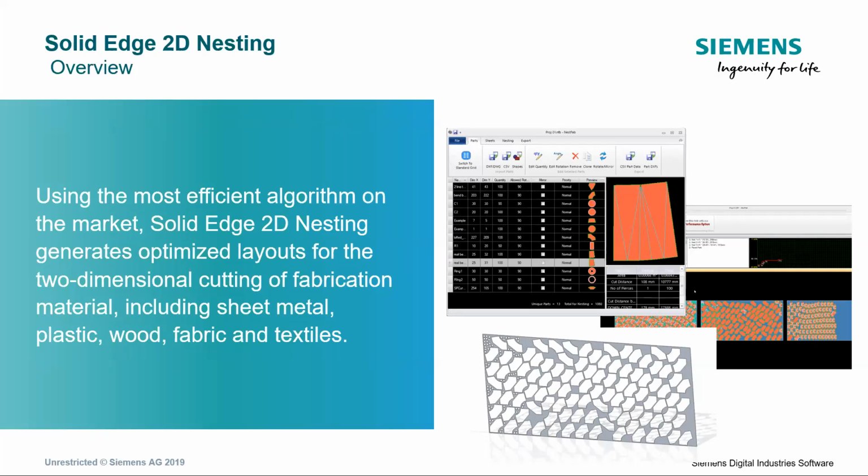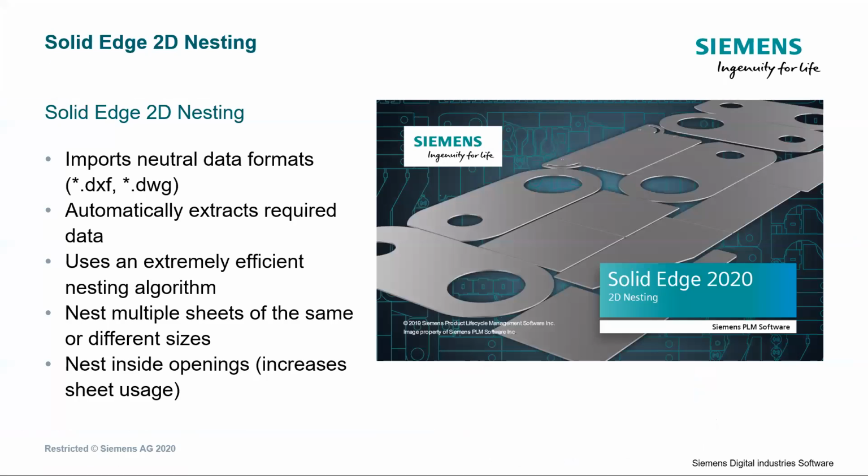Solid Edge Nesting is a solution which helps you in generating optimized layouts. Now, these might be from 2-dimensional cutting of a fabrication material. It not only works on sheet metal, but it can also help you if you're working on woods, or plastic, or even fabrics. Then this solution is ideal for you. The beauty of Solid Edge Nesting is that not only can we import Solid Edge files directly, but we can work with your existing DWG or DXF files that you have already created.